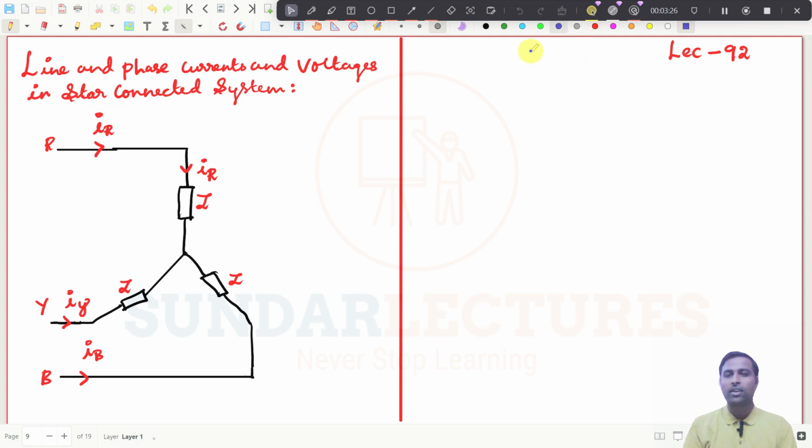Try to understand one thing, it has to be very clear. That means line current is equal to phase current. That's all. In a star connected system, there is no difference between line current and phase current. Both are the same, whatever it may be: IY, IR, IB, everything. Line current is equal to phase current. And we have to see what is line current and phase current.